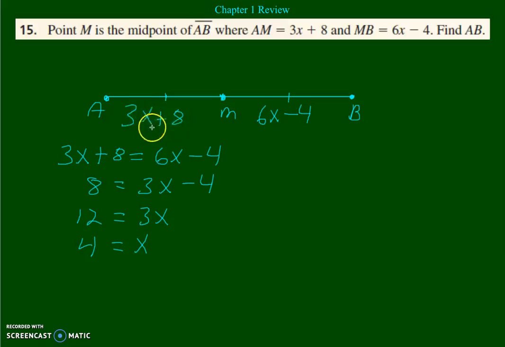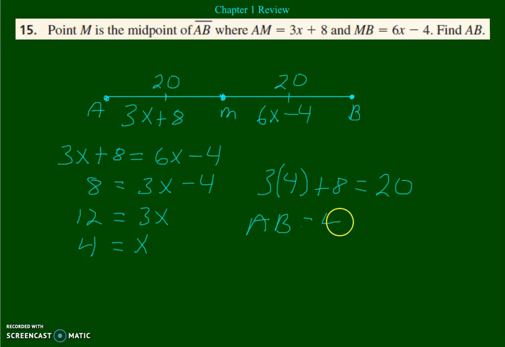Now that I have my x value, I'm going to substitute that in for either one of these expressions. It doesn't really matter which, because this expression is equal to this expression. So I'm going to substitute the 4 in for x. 3 times 4 plus 8 equals 3 times 4 is 12, plus 8 is 20. So this gives us the length of AM. So this is 20, and if this is 20, this has to be 20, which makes AB 40.